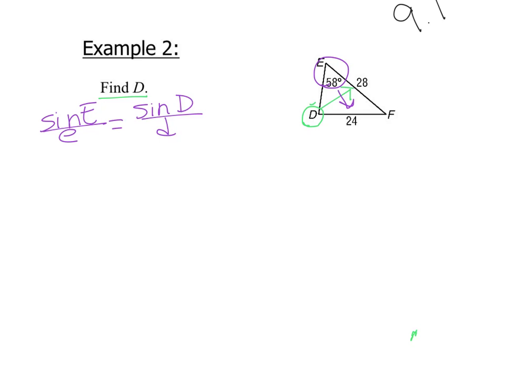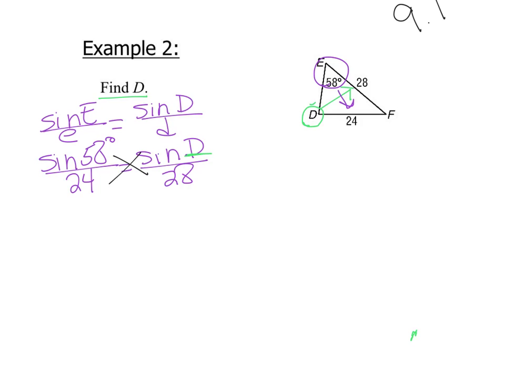And remember, we are solving for D, angle D. So the sine of angle E is 58 degrees over side E, which is 24, equals the sine of angle D over side D, which is 28. And once again, this D is what I'm solving for. So I'm going to do my cross multiplication and continue on.